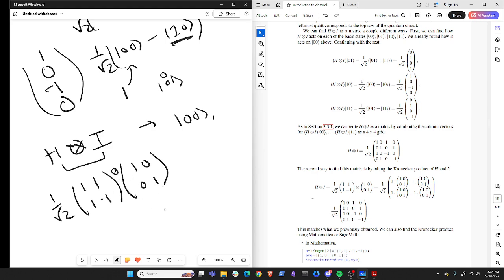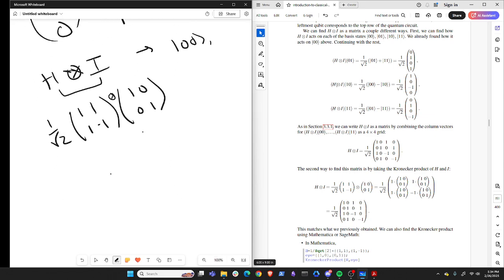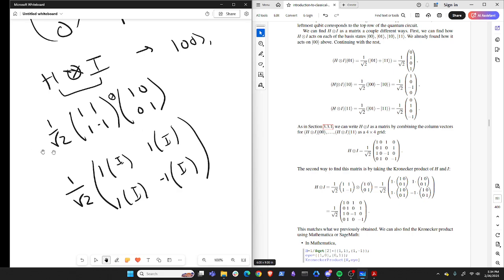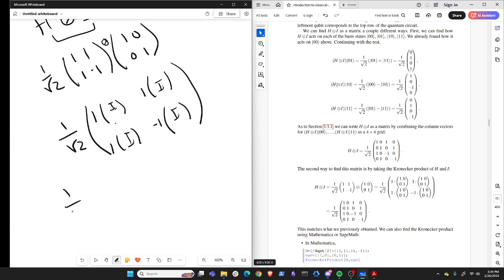So this will be broken down as 1 over square root of 2, 1 times I, 1 times I, 1 times I, and negative 1 times I. I'll just write I here for simplicity. Which results in 1 over square root of 2, 1, 0, 0, 1. Same thing here. We're basically just bringing in our unchanged identity matrices. And then here, the ones are negated.